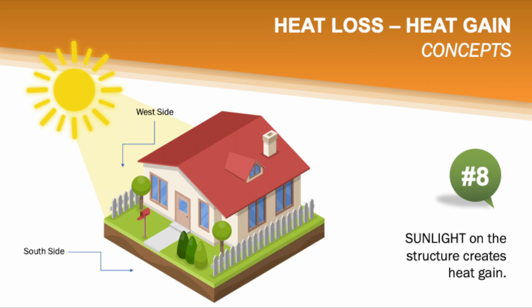Concept number 8 involves the influence of sunlight shining directly on the structure. Sunlight causes heat gain, which can be desirable in the winter, but undesirable in the summer. During the summer months, sunlight shining directly on the structure can be a major source of unwanted heat gain. In particular, the southern and western facing sides of the structure experience the most heat gain from sunlight.